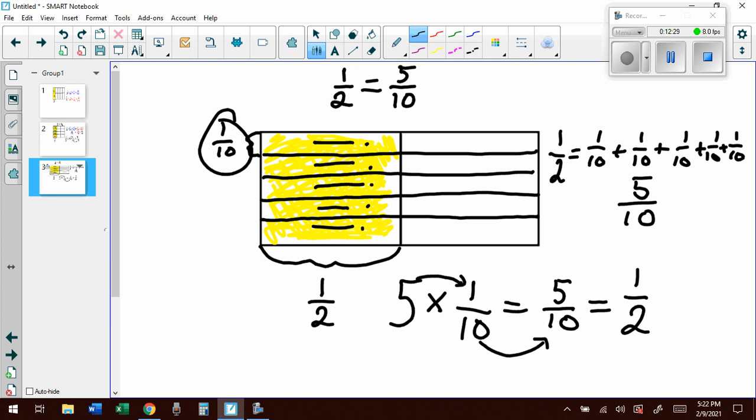Excellent. Don't overthink this stuff. When you are decomposing, it means that you're just taking what you know and breaking it apart. Breaking down. That's what it is. Using an area model like this helps you visually see that even though the numbers are different, your numerators and your denominators are way different, the amount that you've shaded has not changed. Using area models will help immensely.